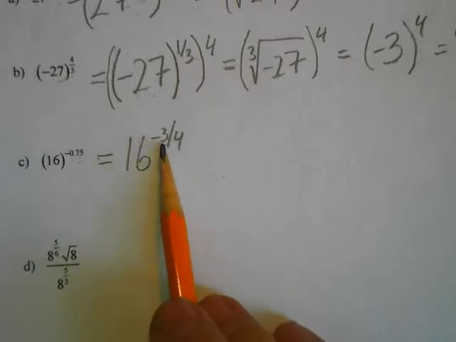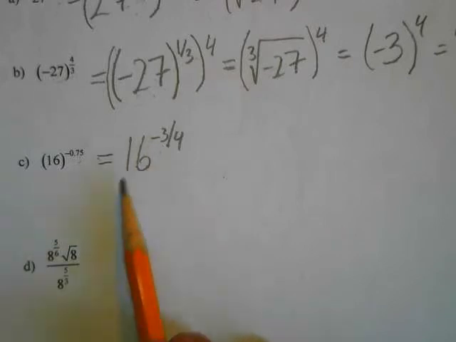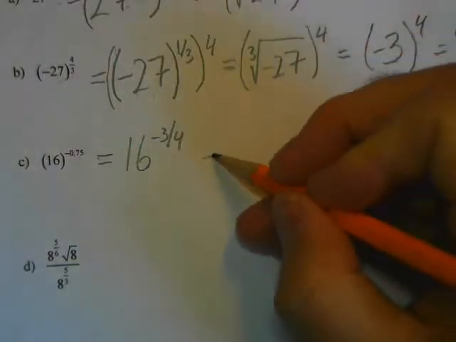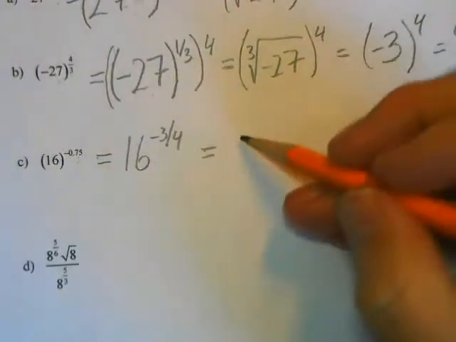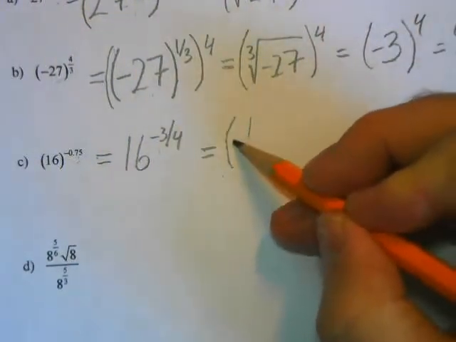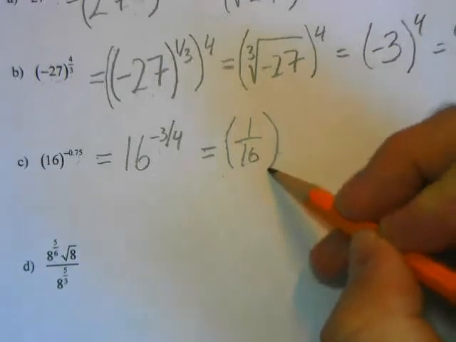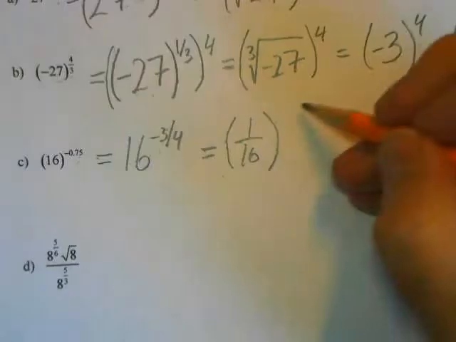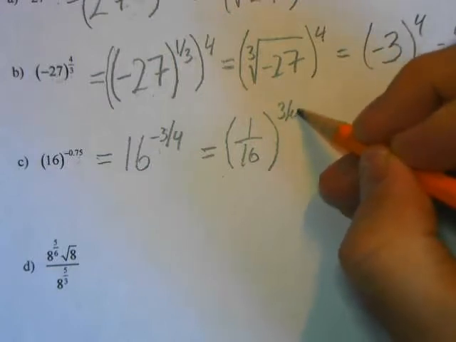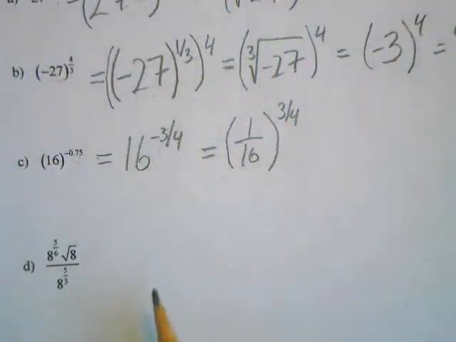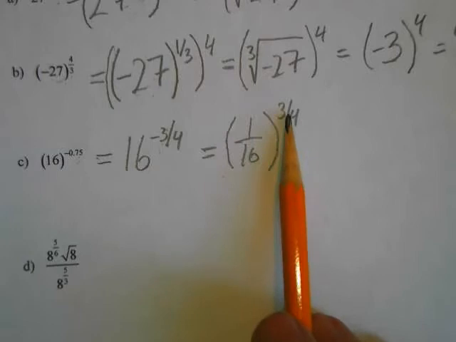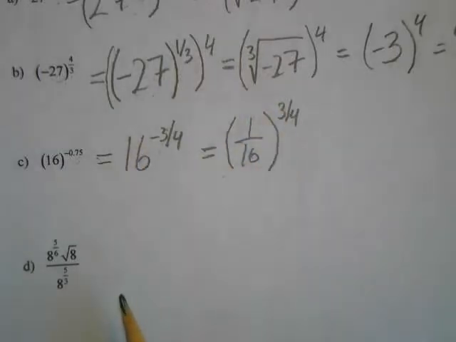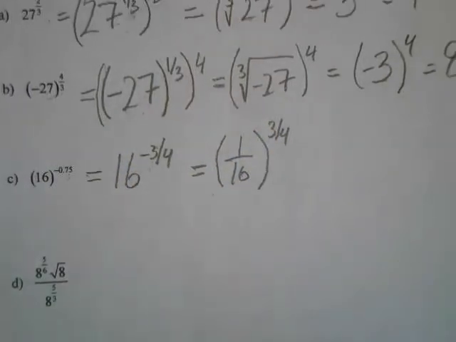Well, the first thing we do is we process the negative part. So the fact that that's negative means I'm going to take the base, which is 16, and flip it to its reciprocal, so 1/16, and then I'm going to apply the exponent but change it to positive. Okay, it's important we do it in the correct order. Process the negative exponent part first, and then process the fraction parts.